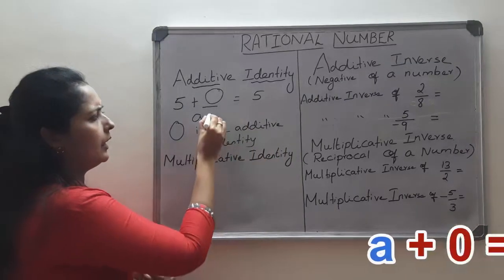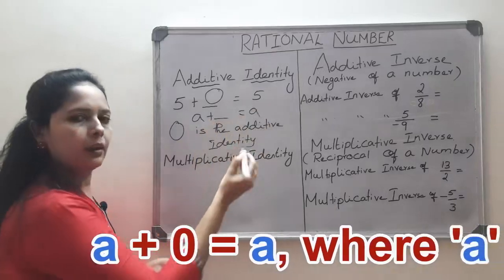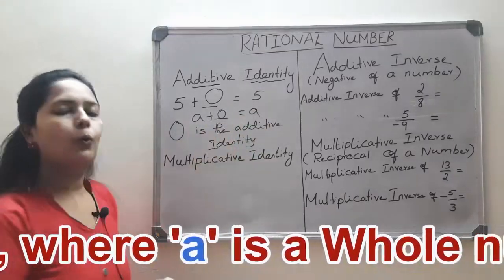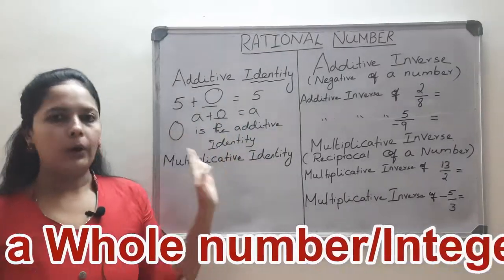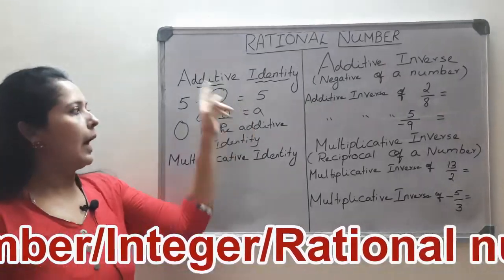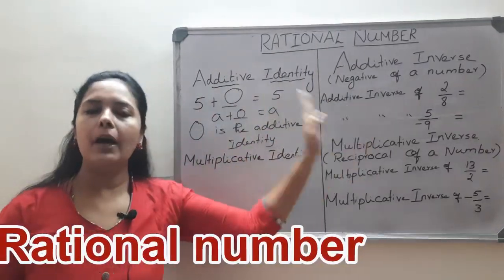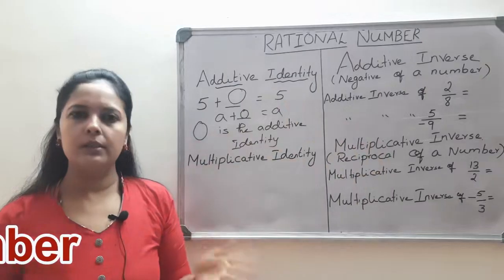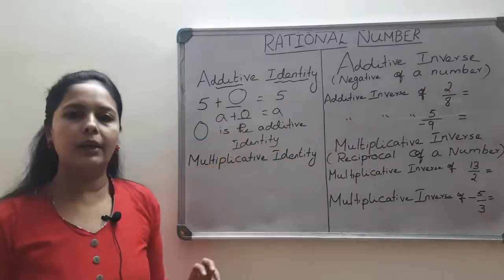Take A. A plus what is A? 0. So, this is the concept for additive identity. What you are going to add to the number to get the same identical number? 0. So, 0 is the additive identity.